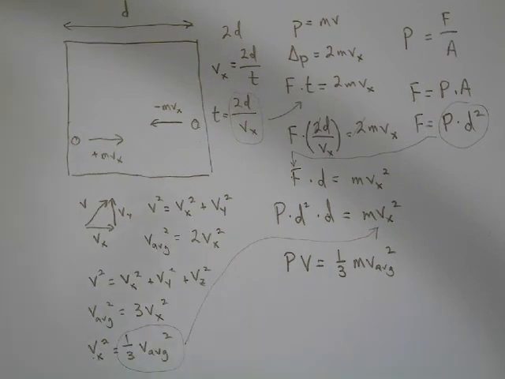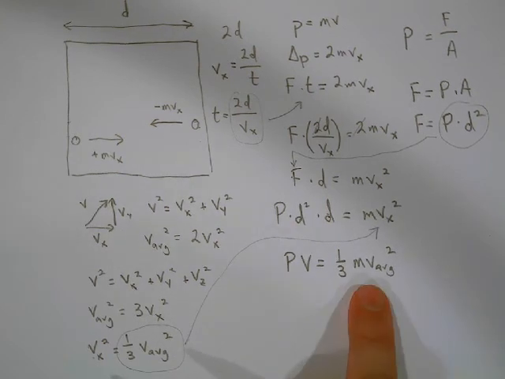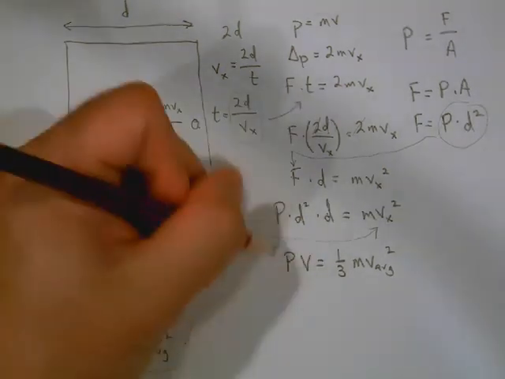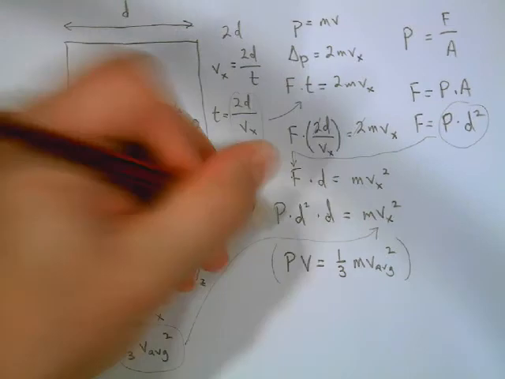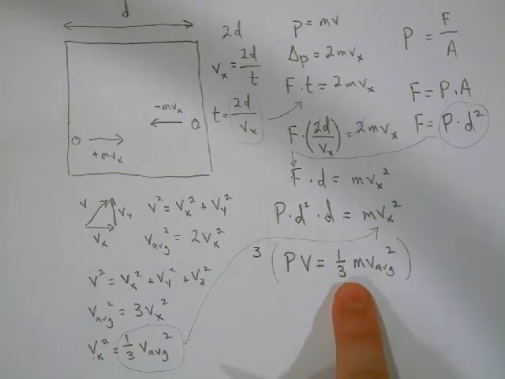Now, again, my goal is, how is pressure related to kinetic energy? So you see, hey, I got pressure here. This side almost looks like kinetic energy. But remember, our formula for kinetic energy is 1/2 mv squared. So I need to get rid of that 1/3. So to get rid of 1/3, what do I do? I multiply this whole thing by 3.